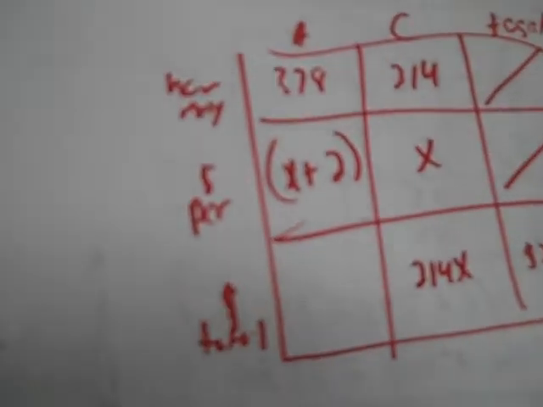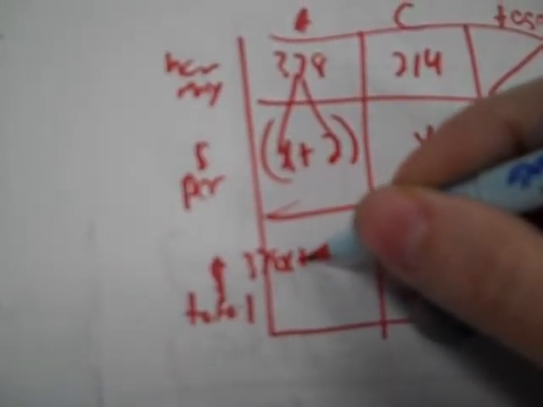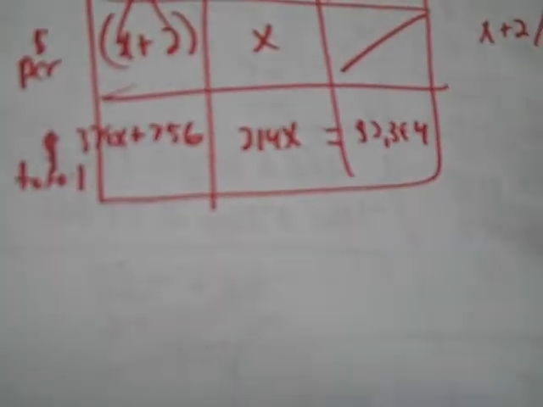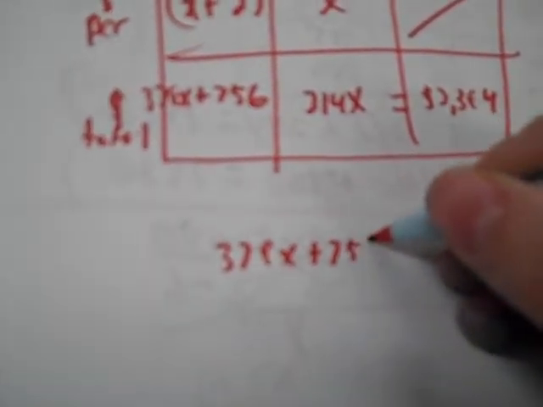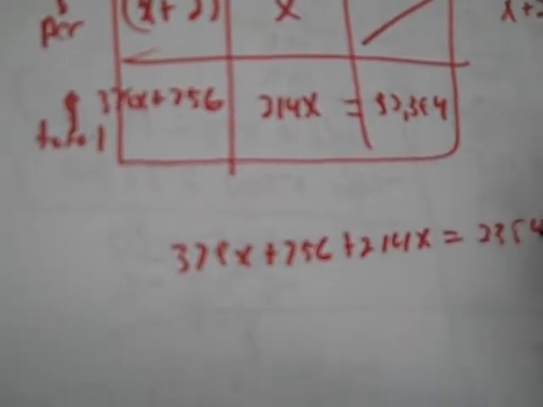Now for the adults, because you have a plus sign, you need to do a distribution. So 378 times x is 378x plus, and then 378 times 2 is 756. Okay, you can write a straight line equation, because you only have one variable to solve for. So 378x plus 756 plus 214x equals 2384.